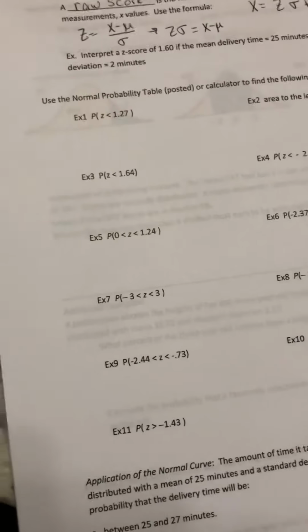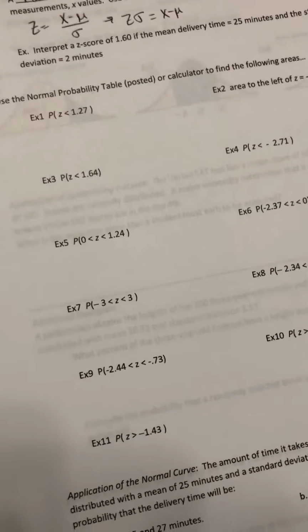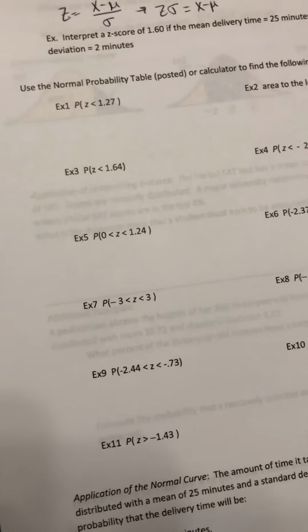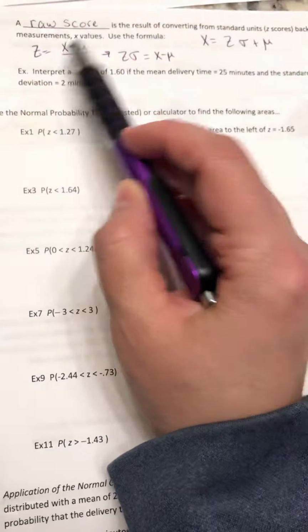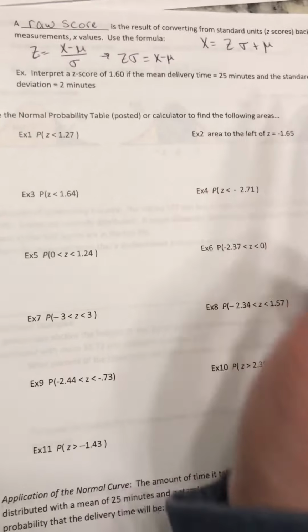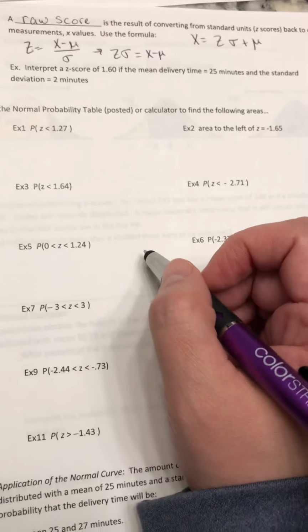You don't have to memorize these formulas. You just need to know when to use them. If you have a z and you want x, use this formula here. If you have x and want z, use the z-score formula.